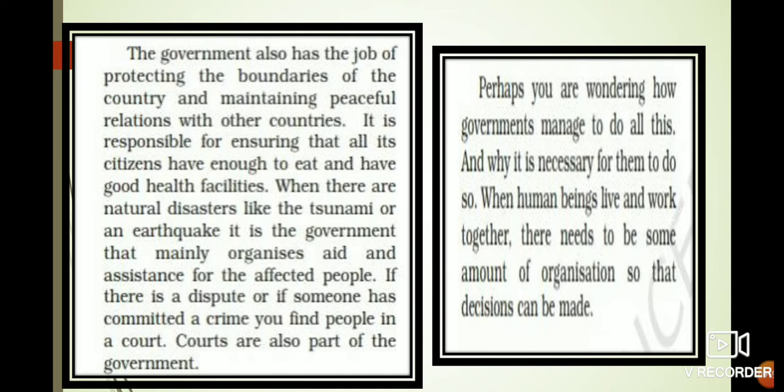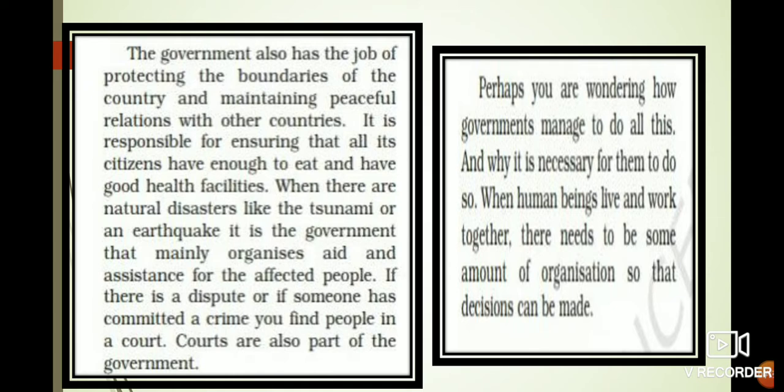Now, when there are natural disasters, what does that mean? Like tsunami, earthquake, these don't come manually, right? They come naturally. So these are natural disasters. When there is a natural disaster like tsunami and earthquake, it is the responsibility of the government to organize assistance for the affected people. If there is a dispute, or if someone has committed a crime, you find the people in court. Court is also a part of the government.